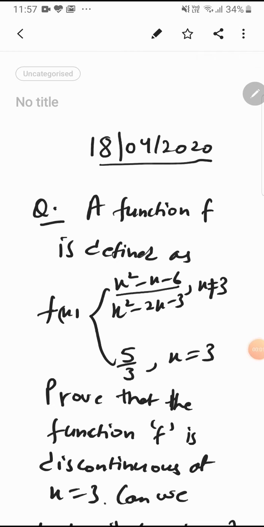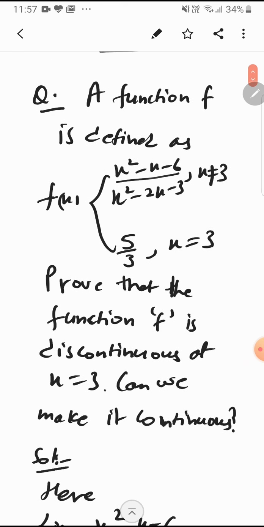Students, today we are going to discuss some mixed problems based on the chapter continuity and differentiability. So the first question under this category is: a function f is defined as f of x is (x square minus x minus 6) upon (x square minus 2x minus 3) when x is not equal to 3, and 5 by 3 when x is equal to 3. We have to prove that this function is discontinuous at x is equal to 3, and also it is asked, can we make it continuous?